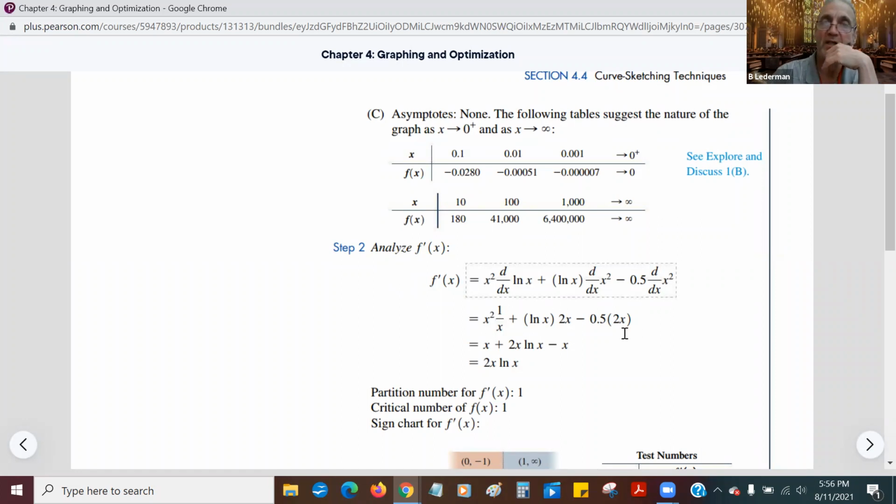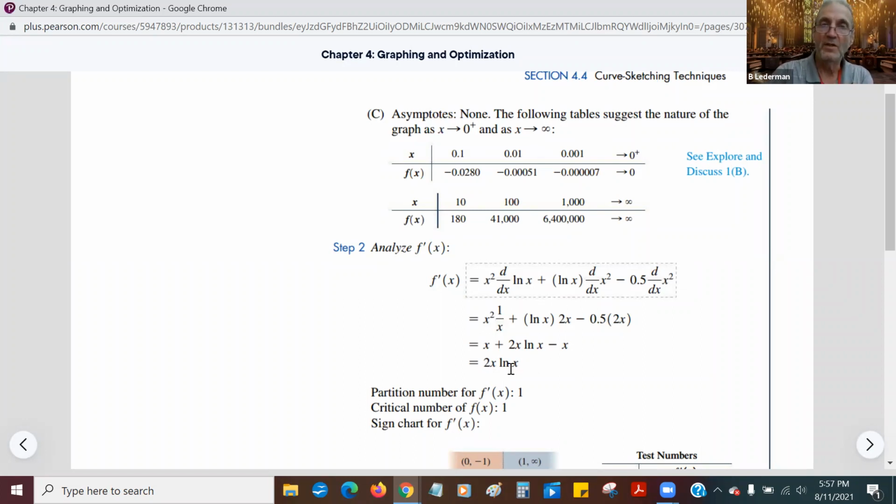But anyway, analyze f prime of x. Again, I have to take the derivative. So it's x squared times the derivative of ln x plus ln x times the derivative of x squared. That's the product rule, minus 0.5 x squared, which is straight power rule. I do a lot of crunching and canceling and combining like terms, and I wind up with something very simple. Look at this, it's beautiful. This is one of the things I love in math. You have this whole monstrous expression, and it boils down to something so small and simple: 2x ln x.